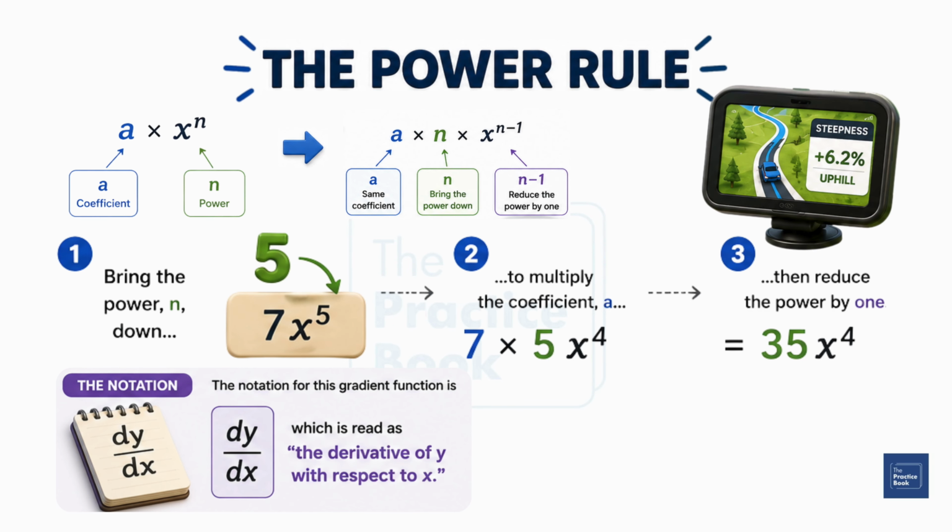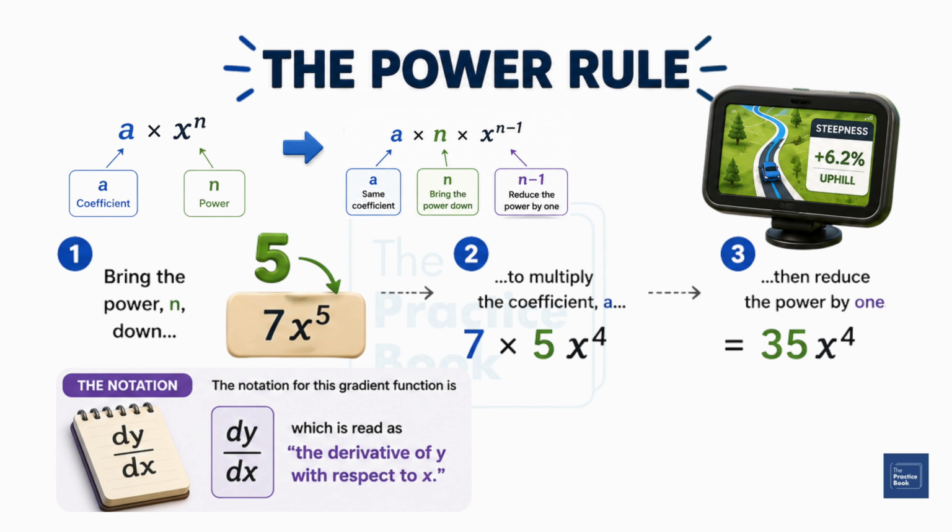The notation for this gradient function is dy by dx, which is read as the derivative of y with respect to x. Throughout this lesson, you can think of dy by dx as your road's steepness indicator.